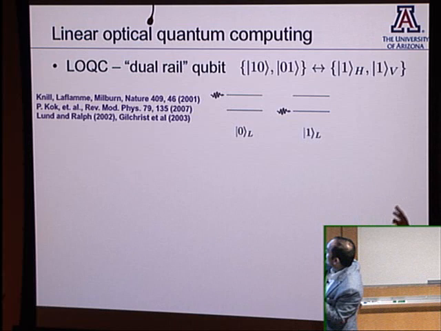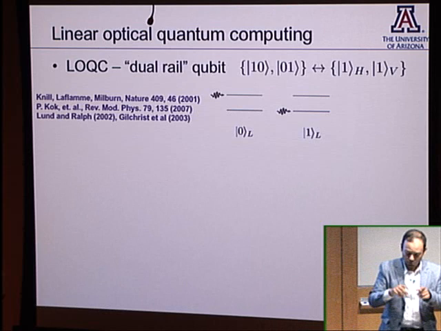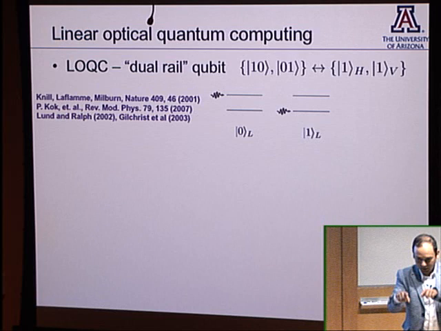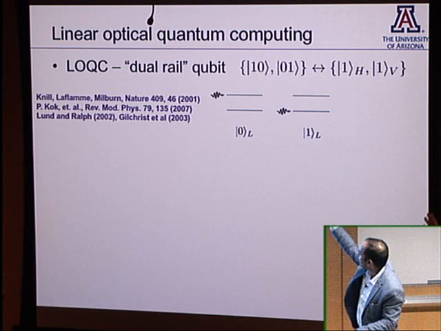That little arrow shows that I can always go between the spatially encoded dual rail qubit and a polarization encoded qubit by using a polarizing beam splitter. So I can have a single photon in H or V polarized as my qubit, but that is exactly equivalent to having one photon in one out of two spatial modes.